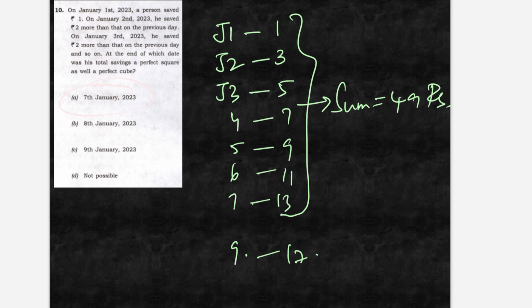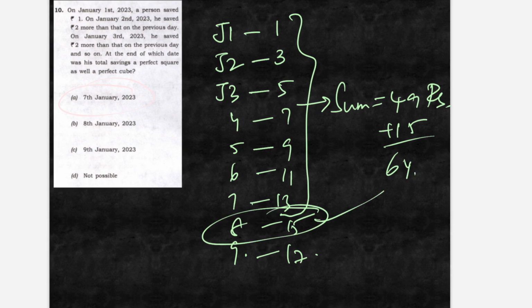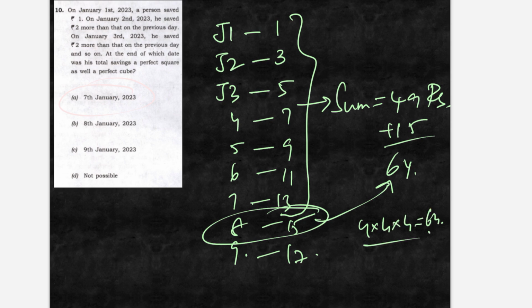But on the 8th of January, 15 rupees more, which means 64 rupees. Is it a perfect square? Yes. 8 into 8 is 64. Is it a perfect cube? Yes. 4 into 4 into 4, 64. That's all. Right? So it's just simple multiplication. You got an answer right.